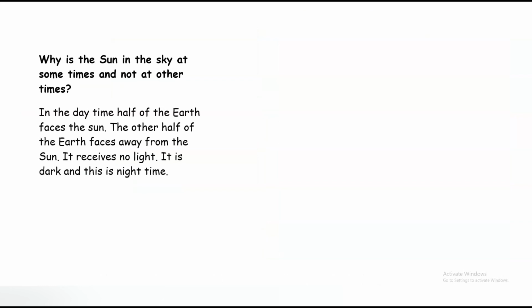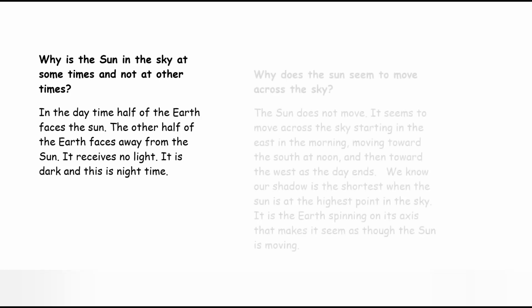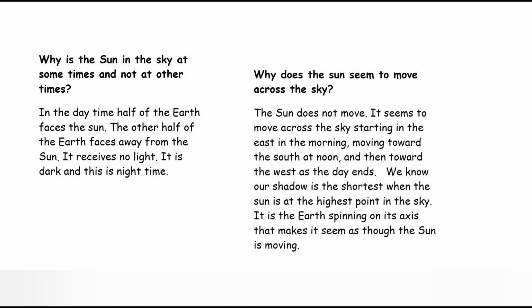In the daytime, half of the Earth faces the sun. The other half of the Earth faces away from the sun. It receives no light. It is dark, and this is nighttime. The sun does not move. It appears to move across the sky, starting in the east in the morning, moving towards the south at noon, and then towards the west as the day ends. We know our shadow is the shortest when the sun is at the highest point in the sky. It's the Earth spinning on its axis that makes it seem as though the sun is moving.